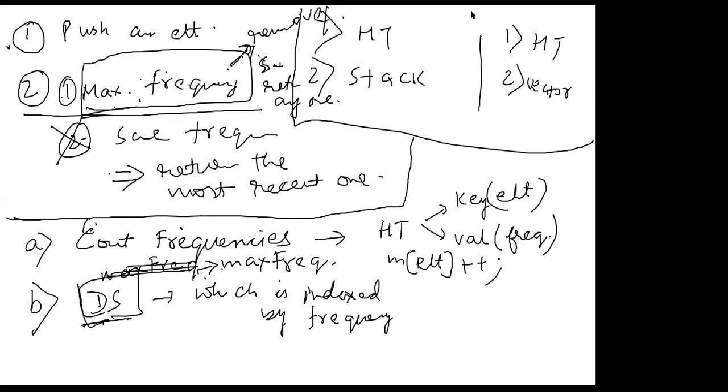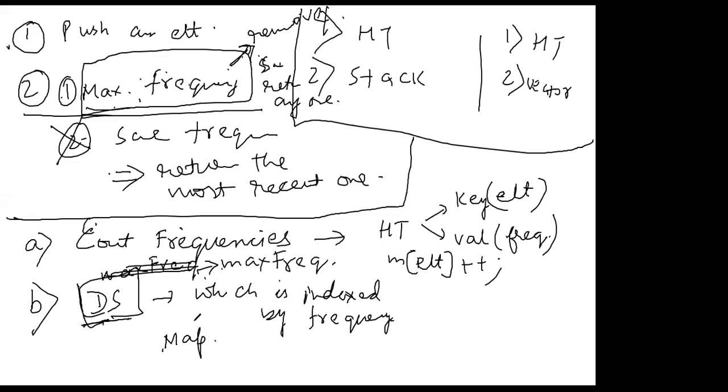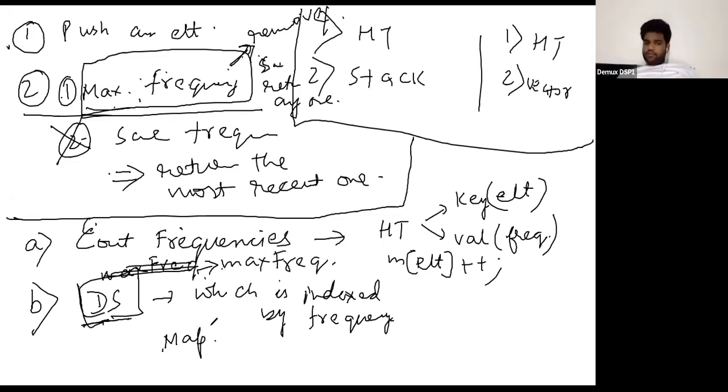So could we use a map? You could use an inbuilt map. That's what I was thinking about. So then the map, if you use a map with greater as the comparator function, then map.begin will basically be the maximum frequency. And that is order one. You can get it in order one time. That's okay.